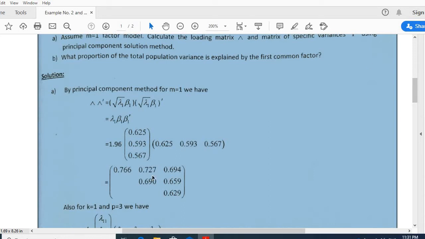and then multiplying the resulting matrix by 1.96, we obtain this matrix: 0.766, 0.727, 0.694 and 0.690, 0.69, 0.659, 0.629.